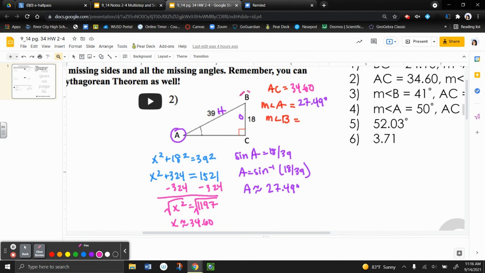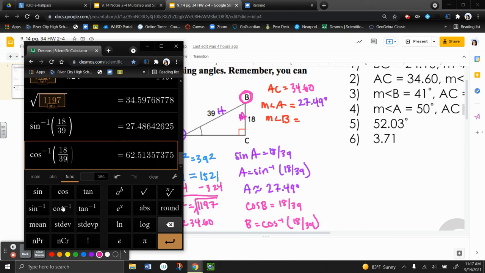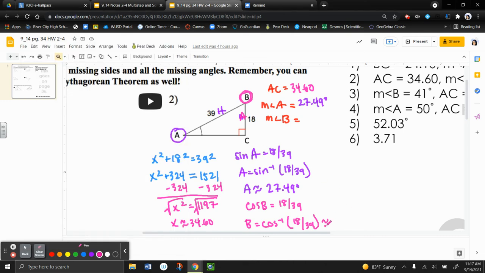Okay, now let's solve for B. So I'm just going to switch reference angles. So this side now becomes my adjacent side. So AH tells me I'm going to use cosine. So cosine B equals 18 over 39. And then we're going to use the inverse. So inverse cosine 18 over 39, where you get 62.51. And again, you can check to make sure that this angle and the 90 equal 180. That's how you know you did it right.